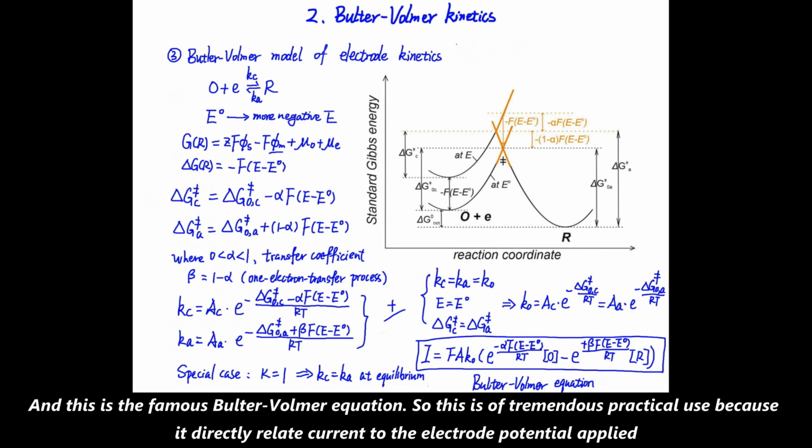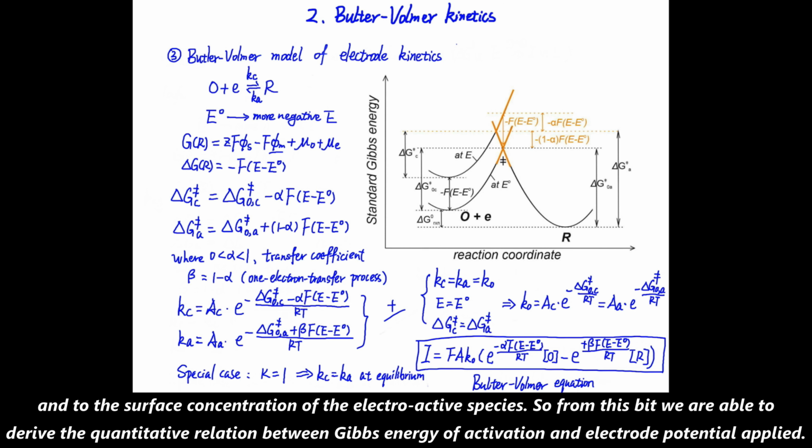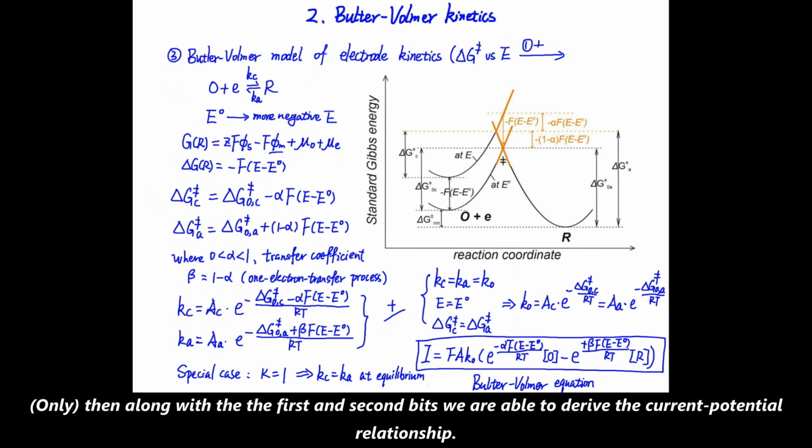So this is of tremendous practical use because it directly relates current to the electrode potentials applied and to the surface concentration of the electroactive species. So from this bit we are able to derive the quantitative relation between the Gibbs energy of activation and electrode potentials applied. Then along with the first and the second bit, we are able to derive the current-potential relationship.